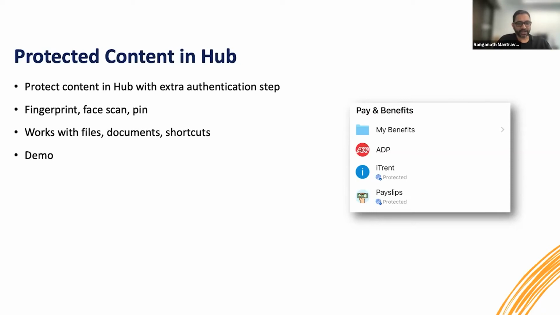It allows you to take any item within the hub and mark it as protected. So this will require an additional step of authentication before the user can actually access that item. So let's have a quick look at how to make an item in the hub protected.